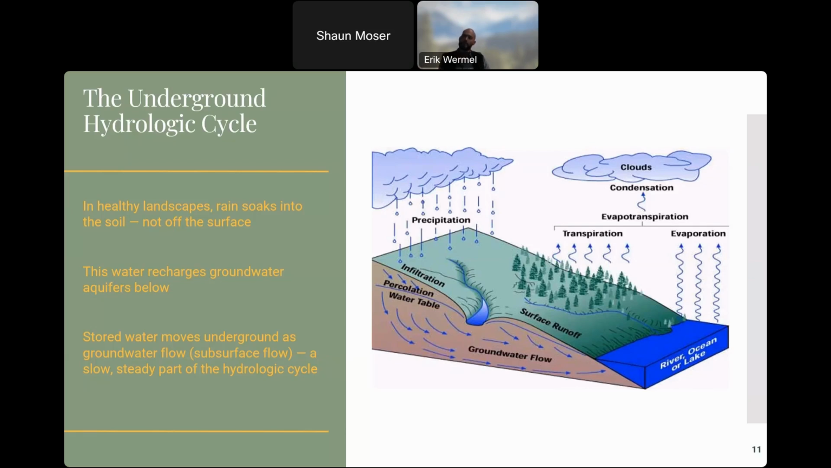The stored groundwater emerges again into streams, rivers, lakes, springs, and wetlands, keeping them alive even in the driest parts of our year. So this slow, steady movement is known as groundwater flow. It's sometimes also called subsurface flow. And it's one of the quiet but essential parts of our hydrologic system.